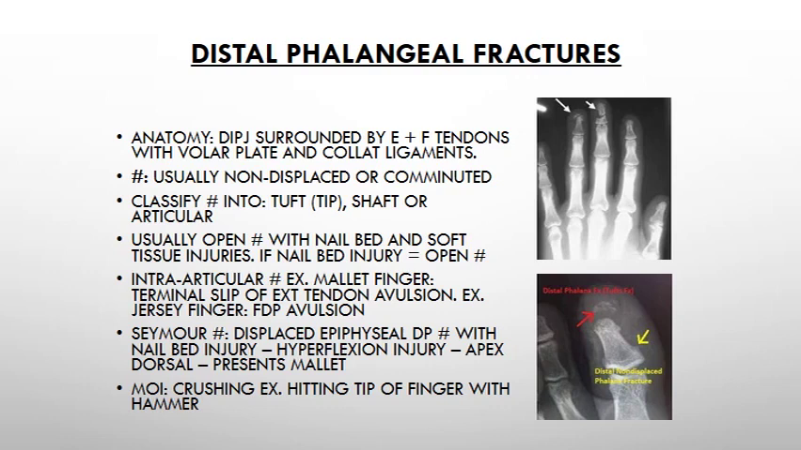Looking at a Seymour fracture, it's a displaced epiphyseal distal phalangeal fracture with a nail bed injury. So it's a hyperflexion injury, and the apex angulates dorsally and it presents similar to a mallet. The mechanism of injury, as I've shared before, can be something as simple as a jersey finger in rugby, crushing injuries, or hitting the tip of the finger with a hammer.